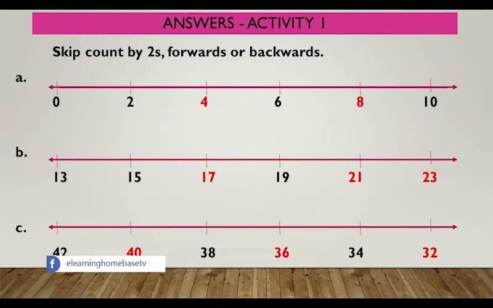Now, let's take a look for our answers for skip count by twos, forwards or backwards. For A, we started from 0. We moved to 2. Then we left out the number 4 to 6. We left out 8 to 10. So with A, we have 0, 2, 4, 6, 8, and 10.